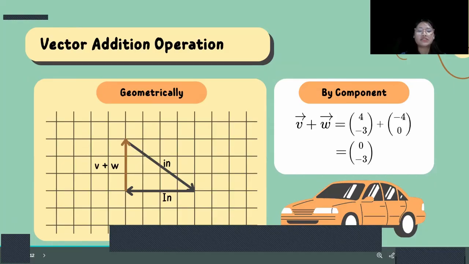The first operation is vector addition. There are two common methods. The first is the geometric method, where we place the tail of one vector at the head of another vector. The second is component method, where we simply add the corresponding x components and y components. Both methods produce the same resulting vector.